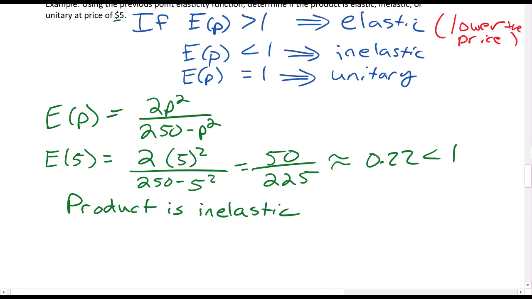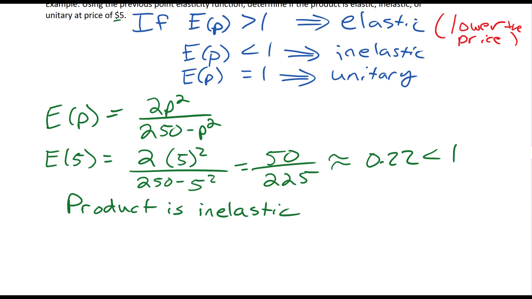You're going to want to lower the price to increase your revenue because as you lower the price, you're going to have more people buy your product. If you're inelastic, inelastic means if you move your price up a little bit, the demand's not going to change. People are still going to buy it at pretty much the same rate.